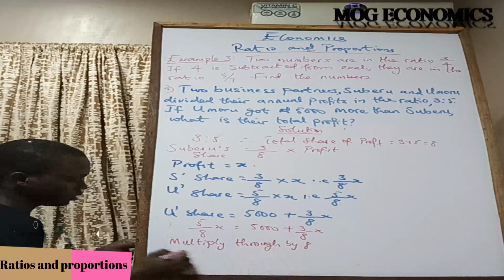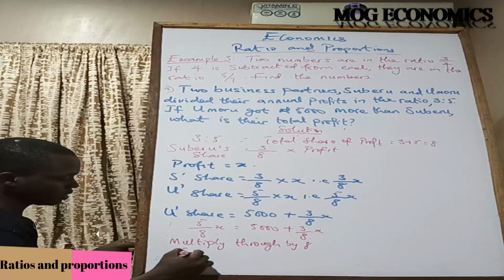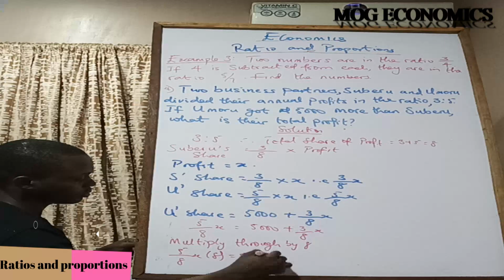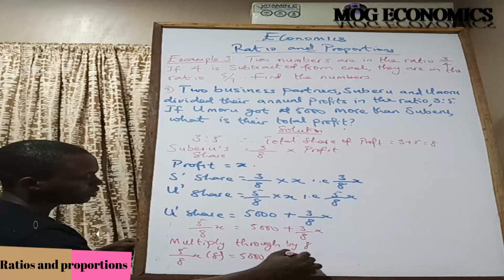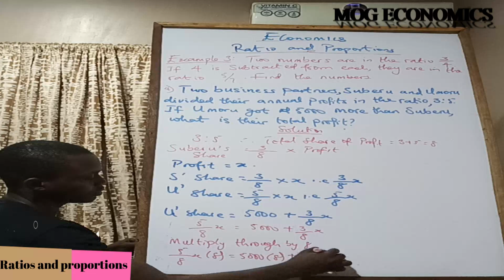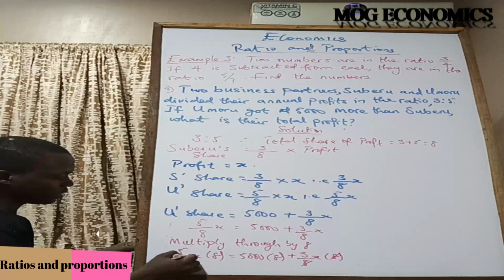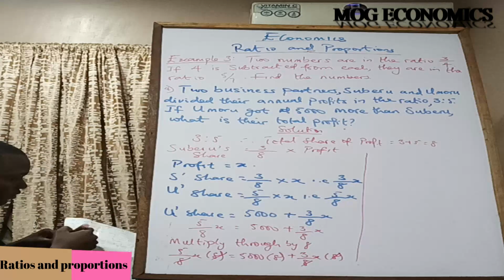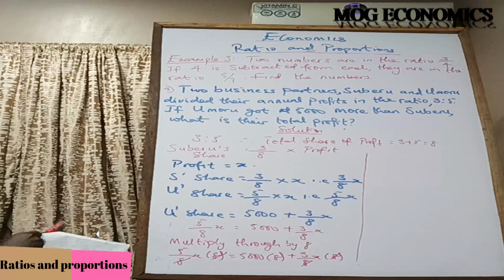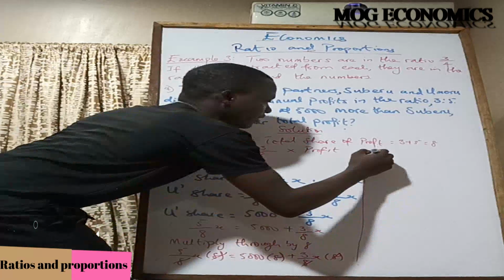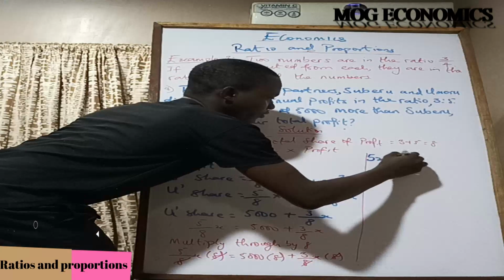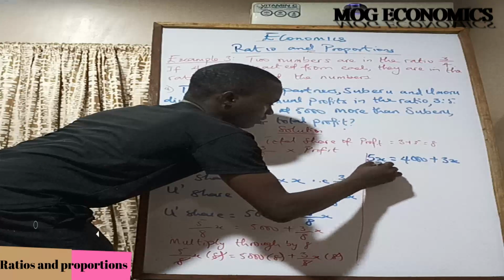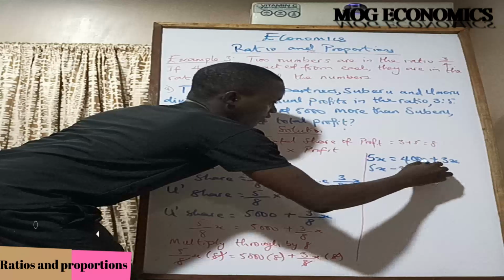So 5 over 8x multiplied by 8 equals 5,000 multiplied by 8 plus 3 over 8x multiplied by 8. So 8 takes this away, 8 takes this away. So I'm left with 5x equals 40,000 plus 3x. So 5x equals 40,000 plus 3x. That means 5x minus 3x equals 40,000.